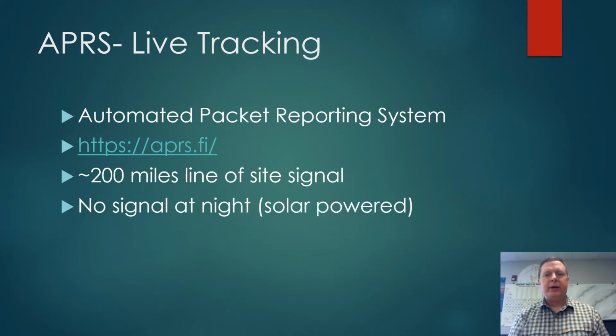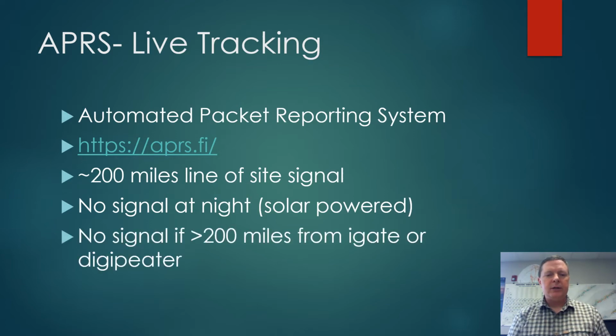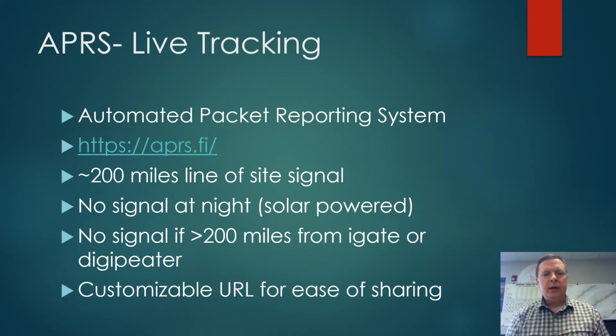Also, our tracker that we usually use is solar powered. Batteries are heavy. So if we can make enough energy to send out a packet with some solar panels, we don't get any signal at night. But also if we're greater than 200 miles from the iGate or digipeater, we're going to run out of signal as well.